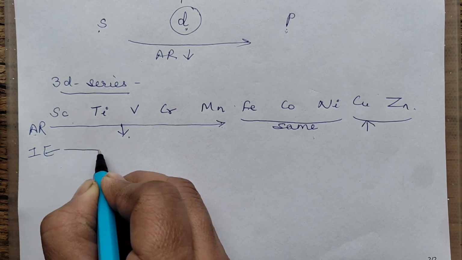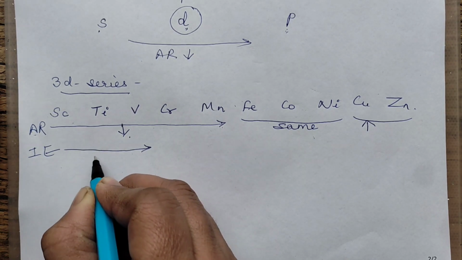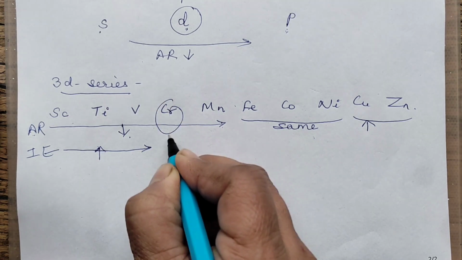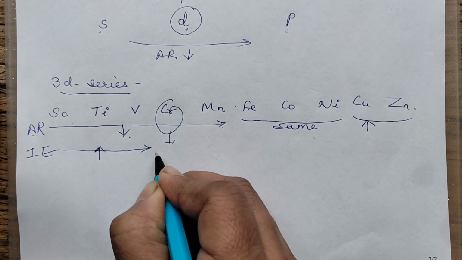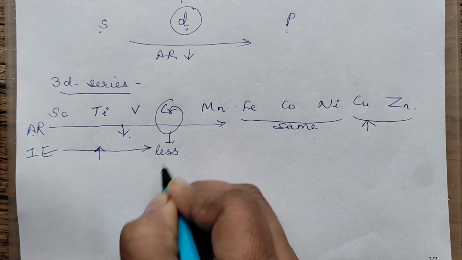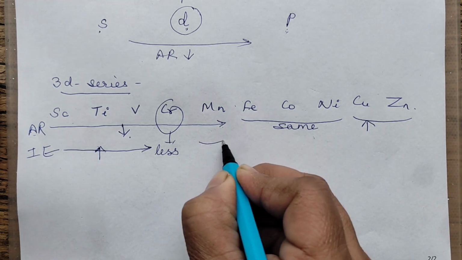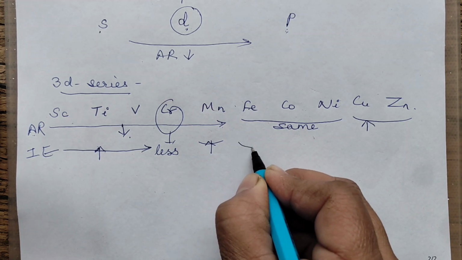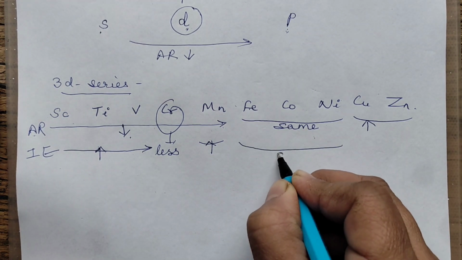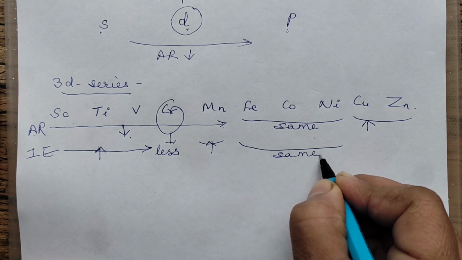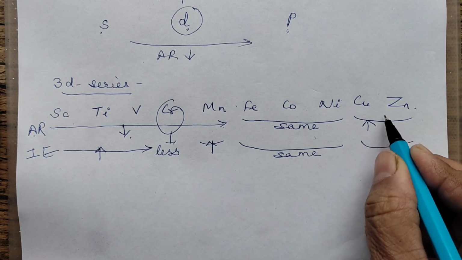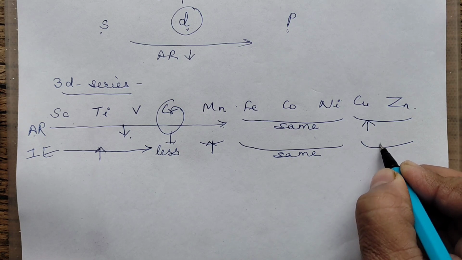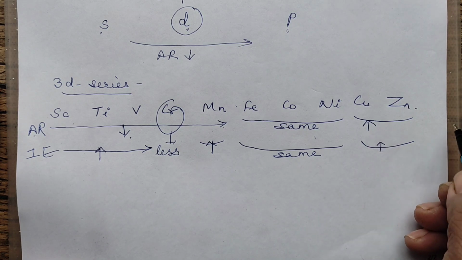From scandium to vanadium, the ionization enthalpy is found to increase. In chromium, the ionization enthalpy is found to be comparatively less. And in Mn, again, it's found to be more. Thereafter, you find that the ionization enthalpy remains the same. And copper and zinc, though the size is increasing, their ionization enthalpies are found to be more. See, these are all exceptions.